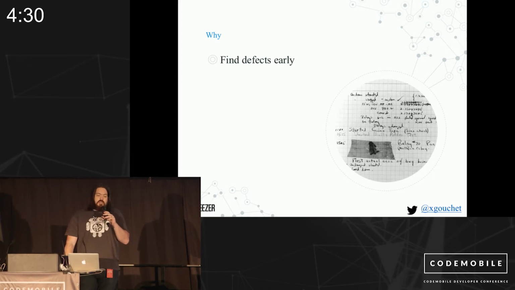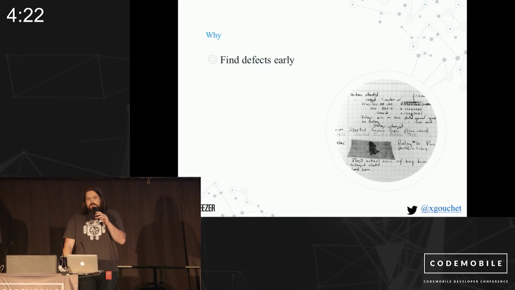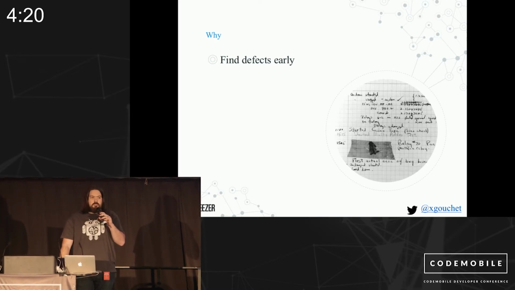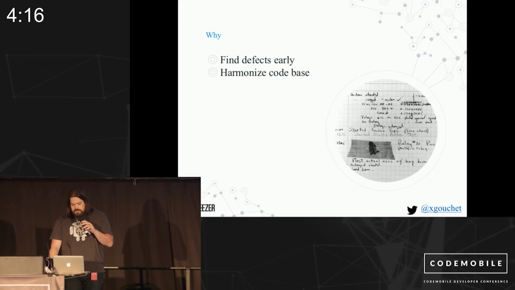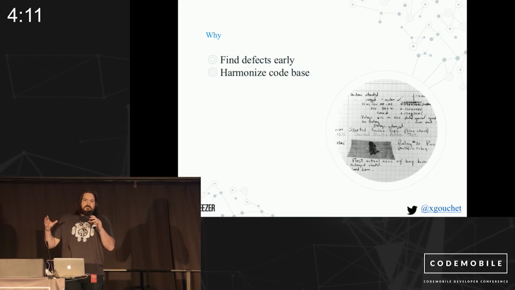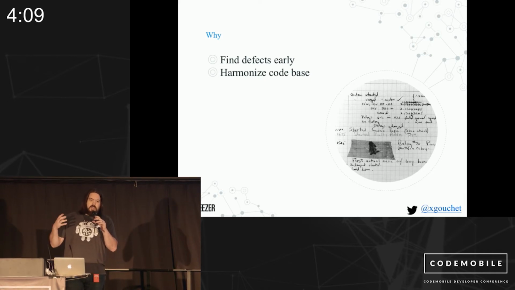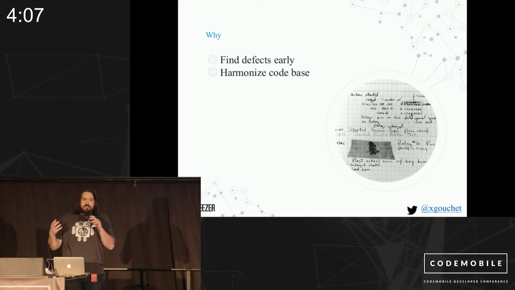The first and obvious part is to find defects. Of course, code reviews can't find all defects, but it's quite easy to find when you have a null pointer exception or when you have something that doesn't seem logical. It also helps to harmonize your code base. So basically, if you have different eyes looking at your code, you can actually share the same way of writing code, so share the same pattern, share the same code style and stuff like that.